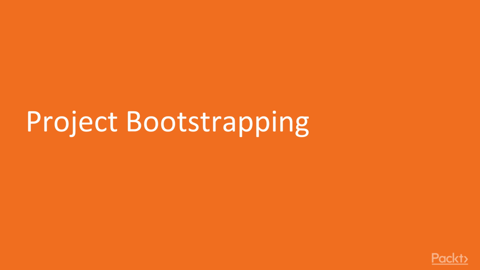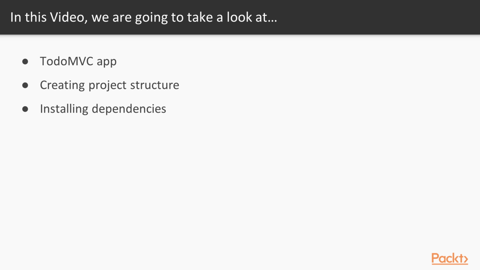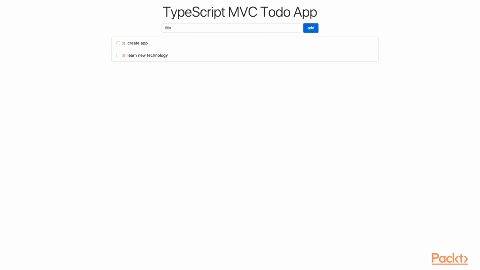So in this video, first I will show you the project to-do MVC app. Then we will create project structure and install required dependencies. To-do MVC app. Our goal in this section is to create a simple MVC to-do app.